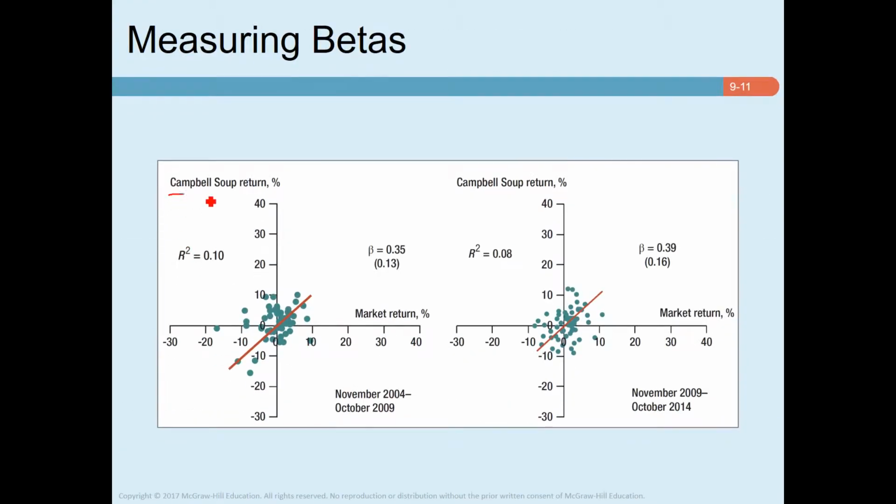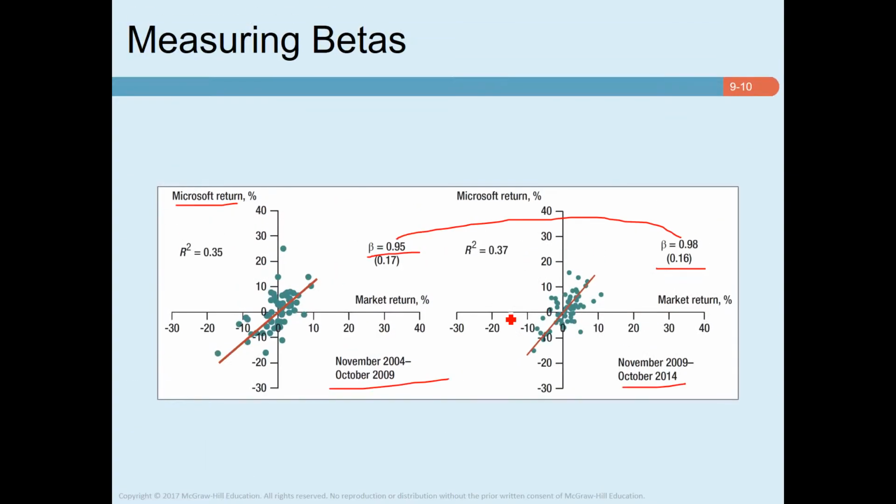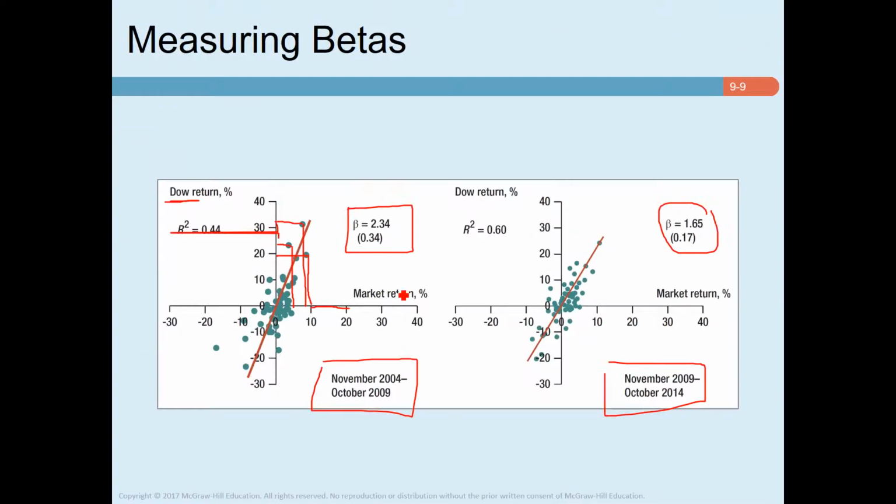And this is for Campbell Soup, where you can see that beta is 0.35 here and 0.39 here. Once again, although beta slightly increases, you would agree that Campbell Soup is much less risky than Microsoft, and definitely compared to Dow.